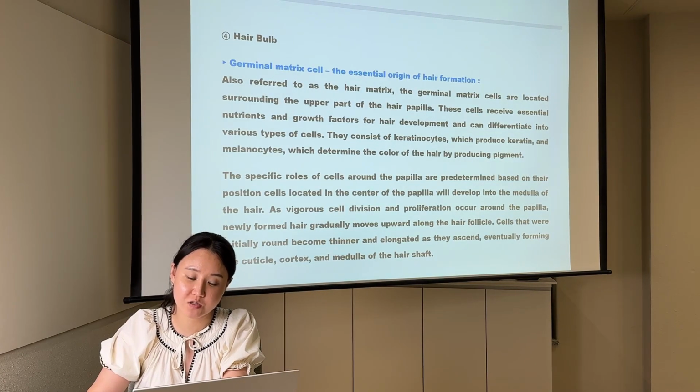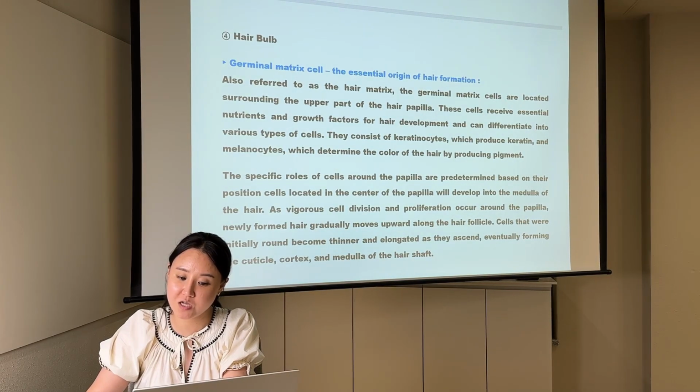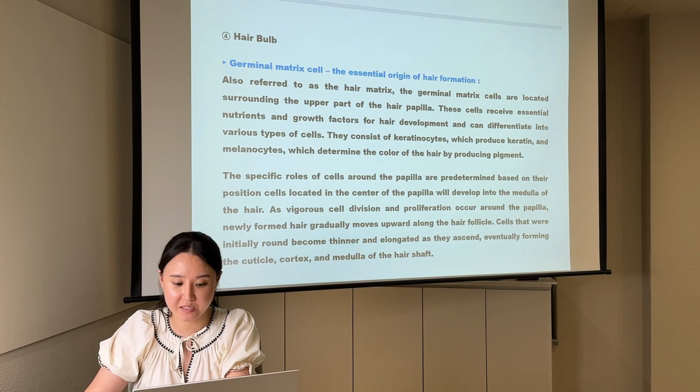Capillaries and the autonomic nervous system supply this area. The hair papilla receives nutrients necessary for hair growth from the capillaries and receives signals that induce hair growth through the autonomic nervous system, which it then transmits to the hair matrix cells. The size of the hair papilla determines the hair type and thickness. The papilla of thick hair is larger than that of fine, thin hair.